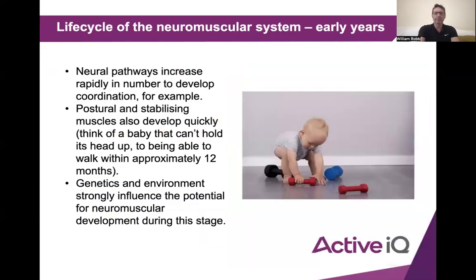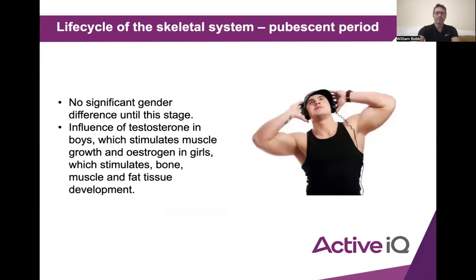Over your life cycle, neural pathways develop rapidly in number to develop coordination, for example. Postural and stabilizing muscles develop quickly. Genetics and environment strongly influence the potential of your neuromuscular development at this stage. There's no significant gender difference when you're prepubescent. The influence of testosterone in boys and estrogen in girls will then separate us on our different pathways.